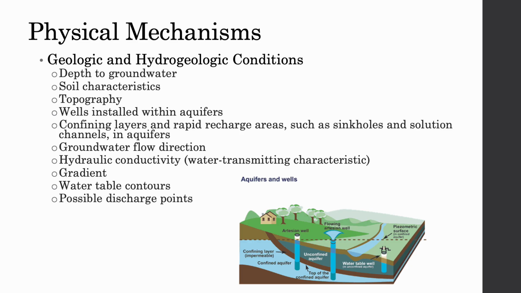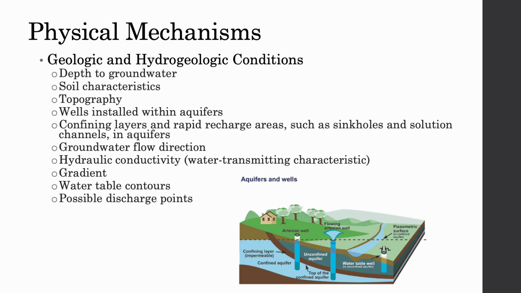Then we have topography, again, has to do with what kind of containment we're going to install that will work with this environment. We also have to consider the wells that are installed within the aquifers. Like you can see in this diagram, there's different types of wells that can be installed in these aquifers, and you have to be aware of where they are, and if they'll interfere with the containment, or if installing the containment will interfere with the wells, along with confining layers and rapid recharge areas, things such as sinkholes and solution channels in these aquifers.